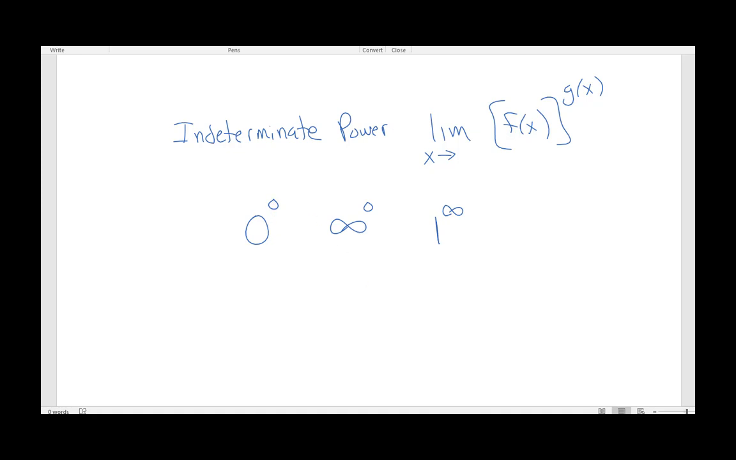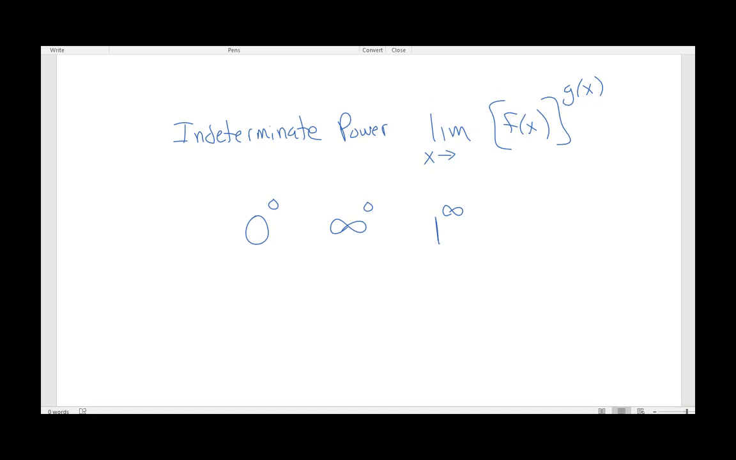So again, we have a race. Which one of these gets to where it's going first? Again, if I look at the second one, if the base gets to infinity first, infinity to some power is infinite. And then if the exponent gets to 0 first, something to the 0 is 1. And so on and so forth.